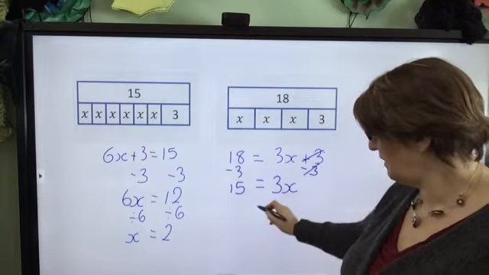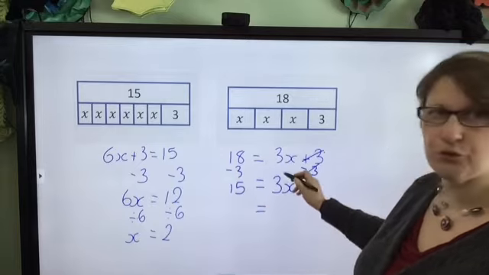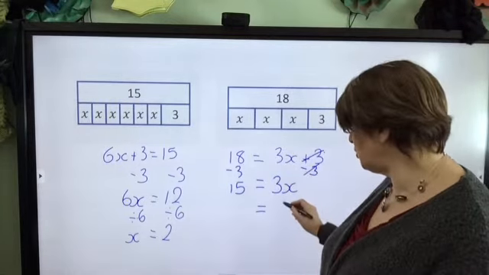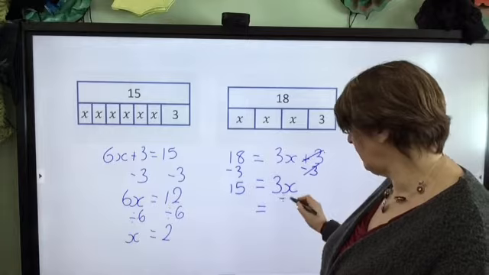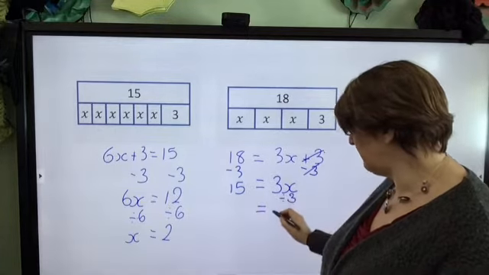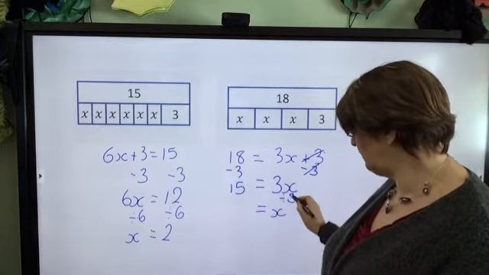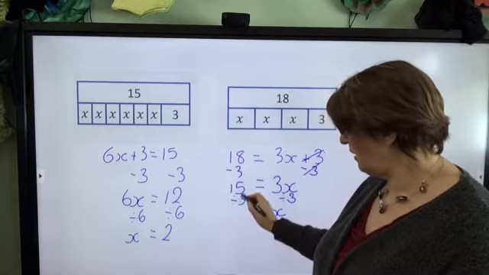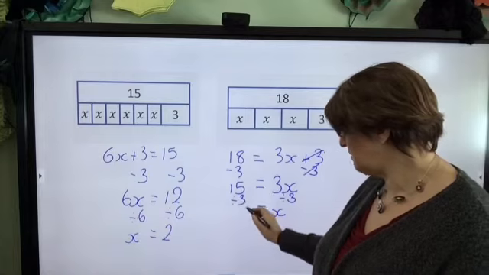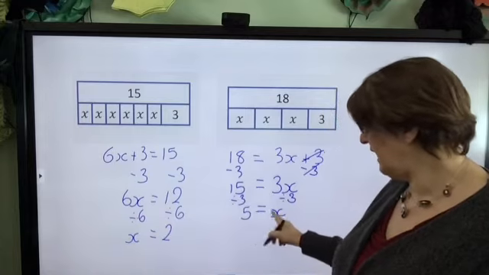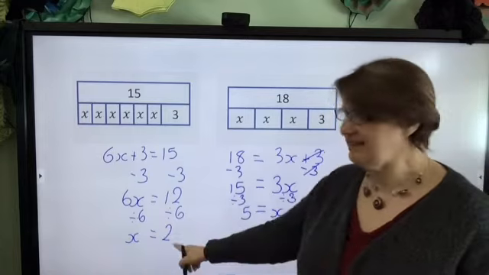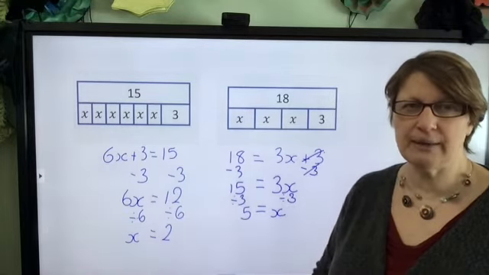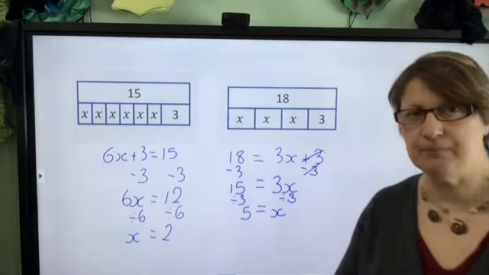As with last time, the 3x is 3 lots of x, so that's 3 times x. So I need to divide by 3 to give me x. And if I divide by 3 this side, I've got to divide by 3 here. So 15 divided by 3 gives me 5. So my x is equal to 5 on this side and 2 on this side. I hope you found those as well. That will stand you in good stead for today's lesson.